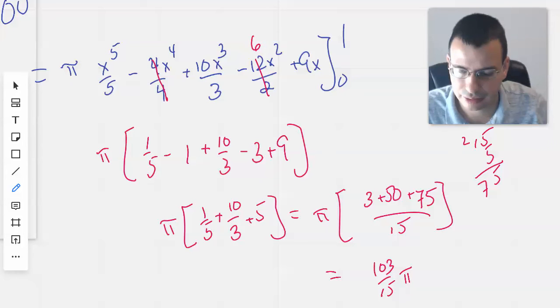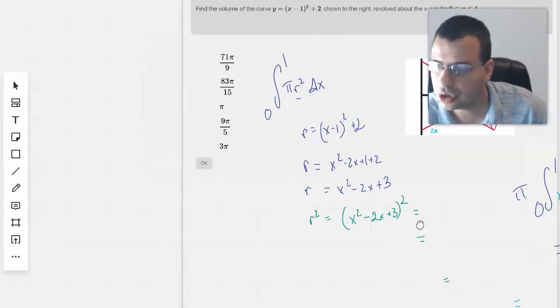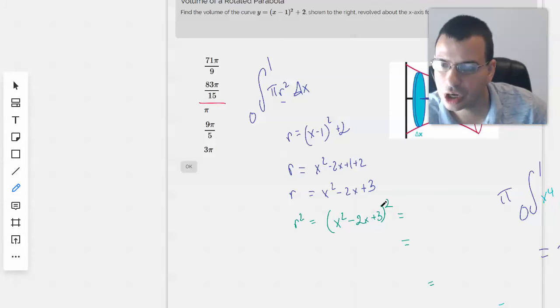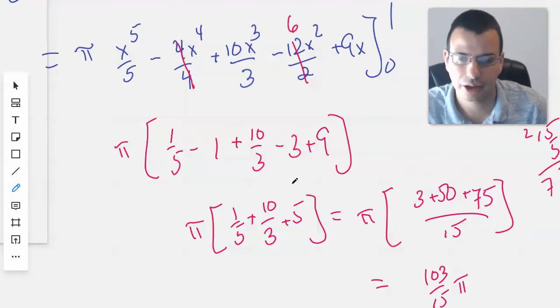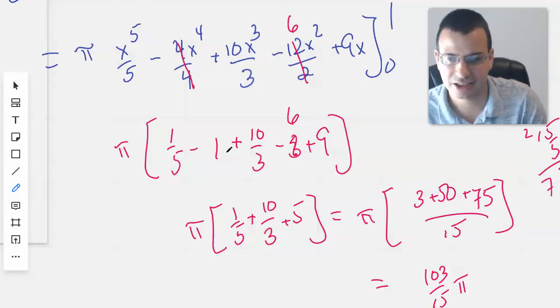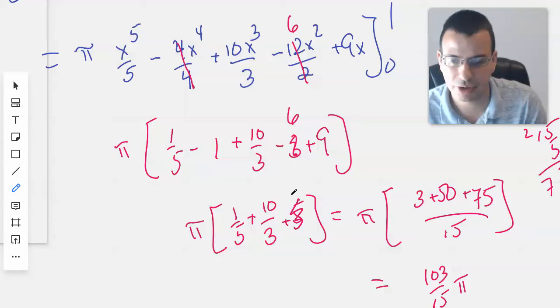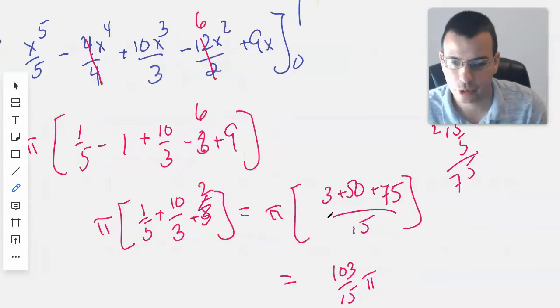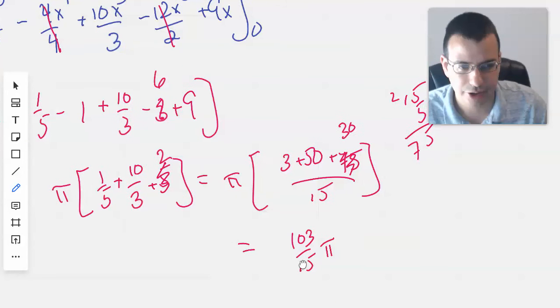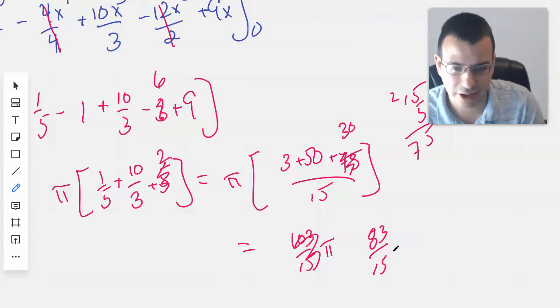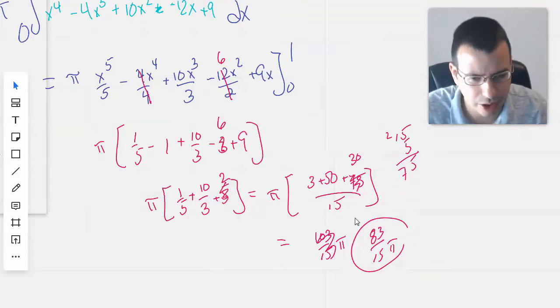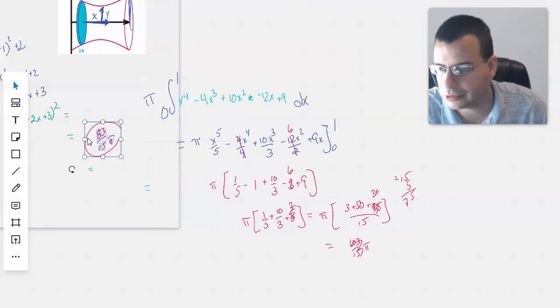Let's check this out. 103 looks closest, so maybe we're still on the right track. Let's see what we did here. I think this might be it: 6, so minus 1 minus 6. This should be 2, which would make this 30. I see where we're going, and we're left with 83 over 15. I'm surprised I was able to find that mistake. Good for me.